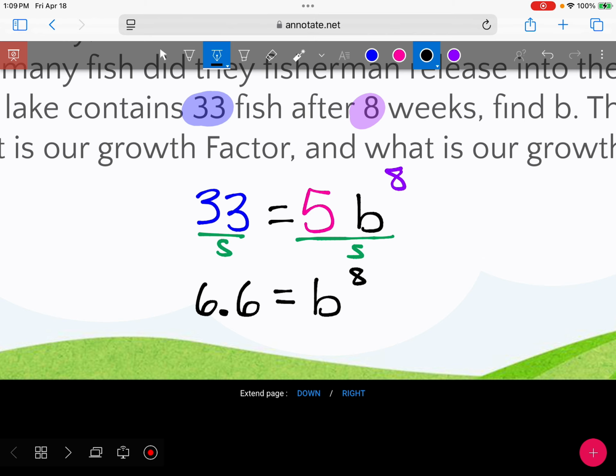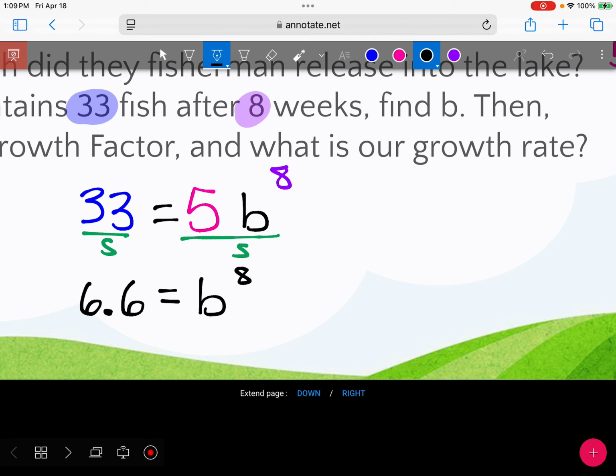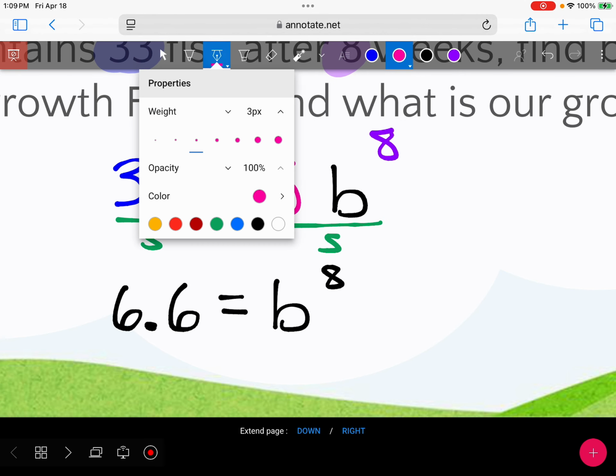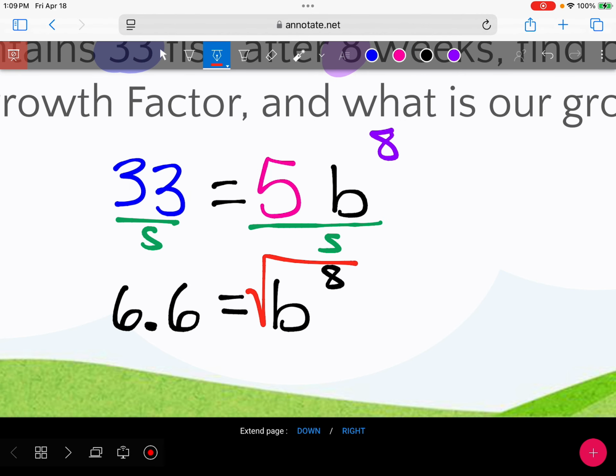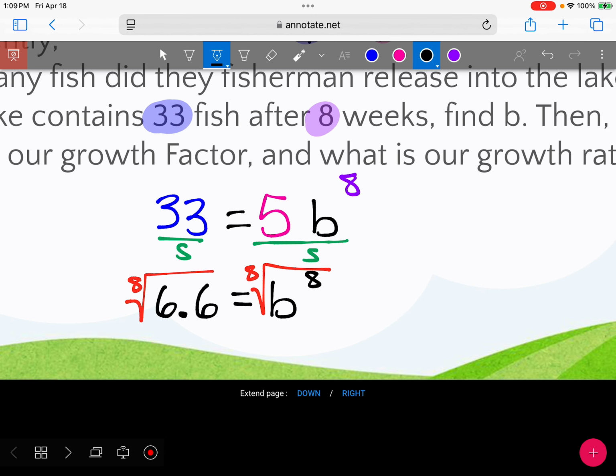What do I do to get B by itself here? Square root by 8. Yeah, it feels like a square root, but it's an 8th root. I need to unexponent this thing. I want to be able to get rid of that 8. So we're going to take what's called the 8th root, and we do that on our calculator.